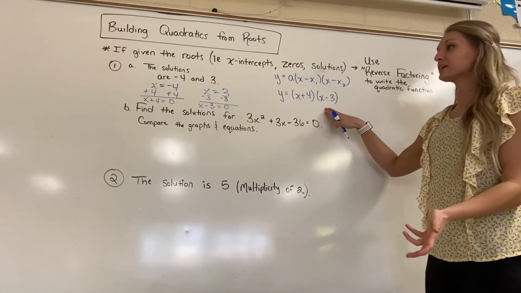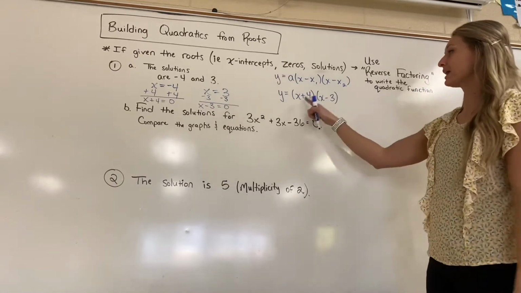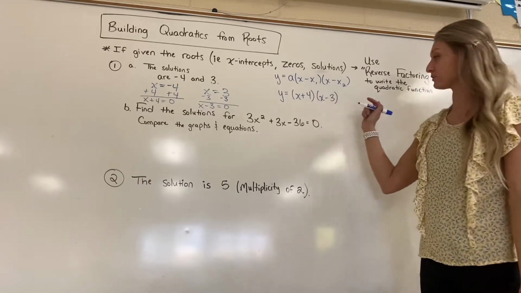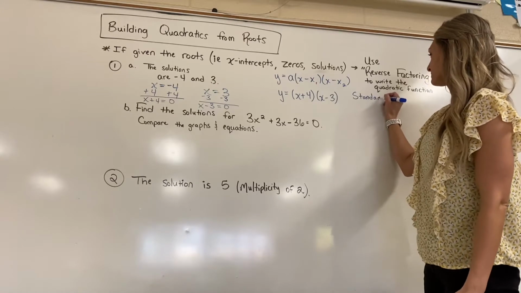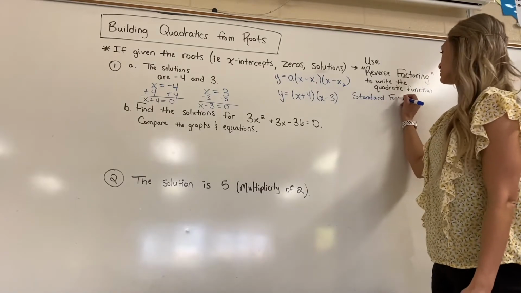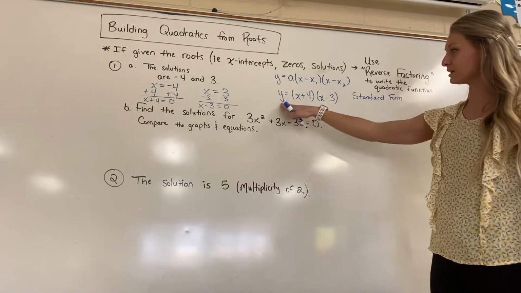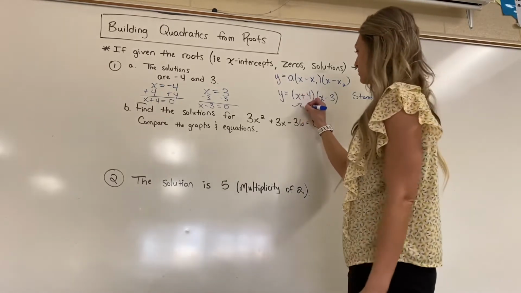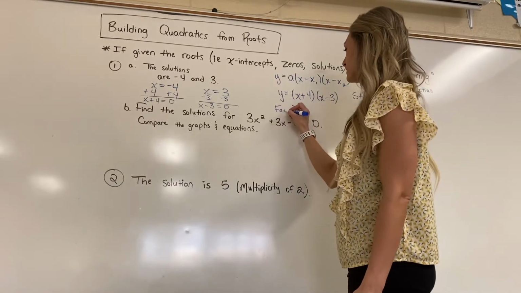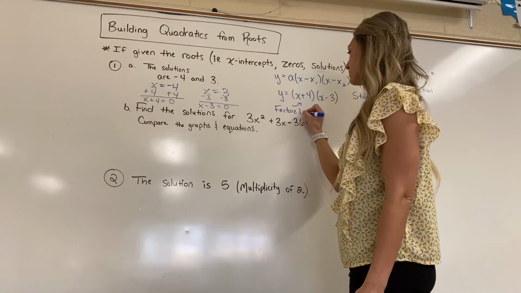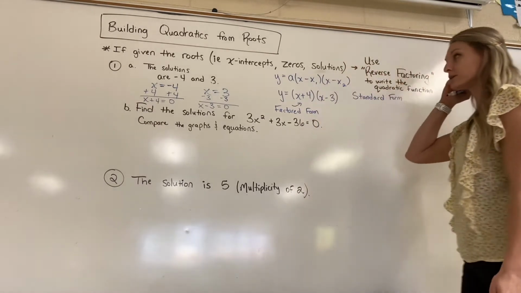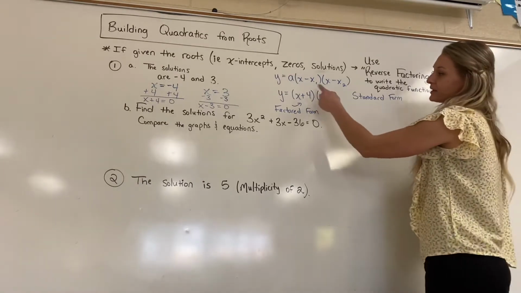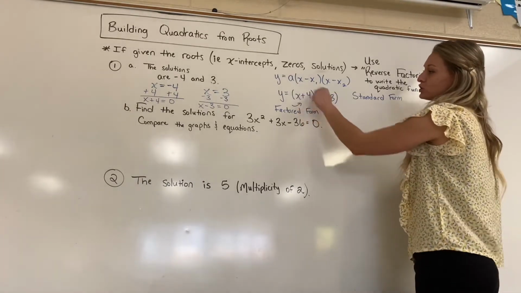Now, if they ask you to put it in standard form, then all you do is just multiply it out. I'll show you how to do that. So again, this is the factored form. If they want you to leave it in that form, you're pretty much already done. But if they want you to put it in standard form, then just like what we did the other day, you have to double distribute.